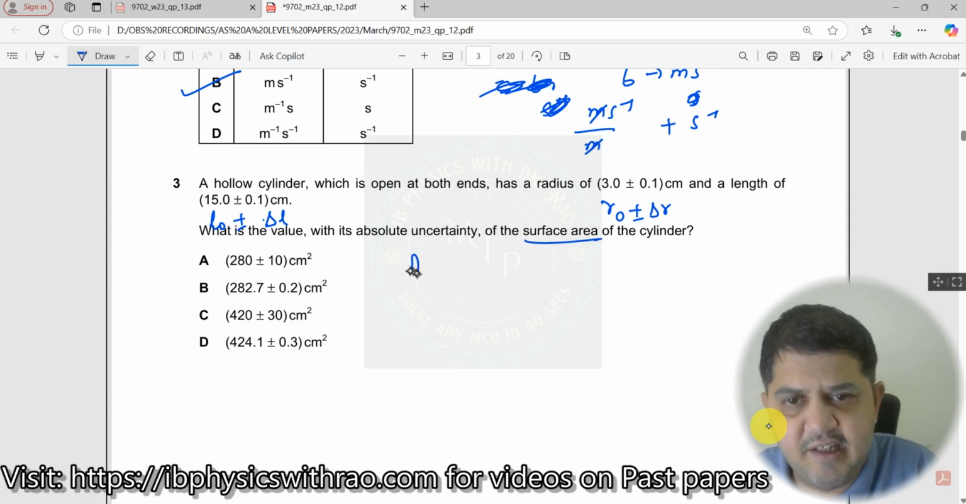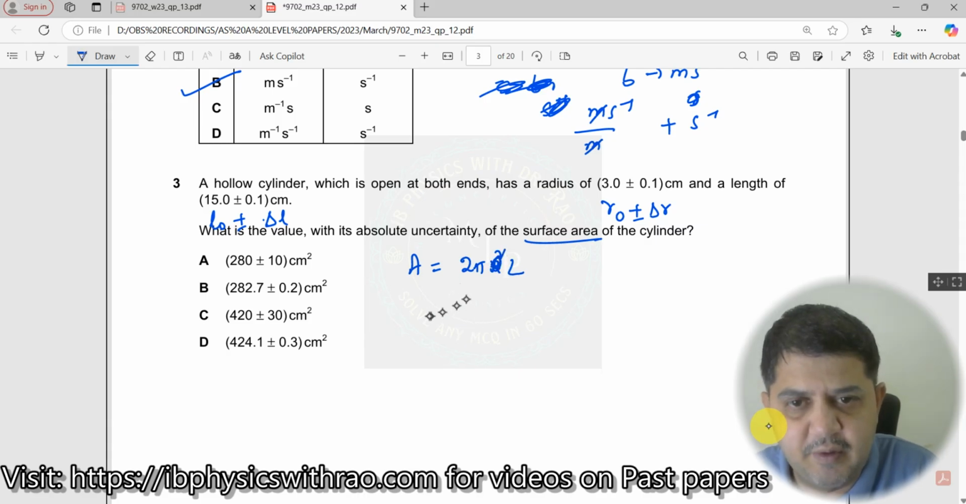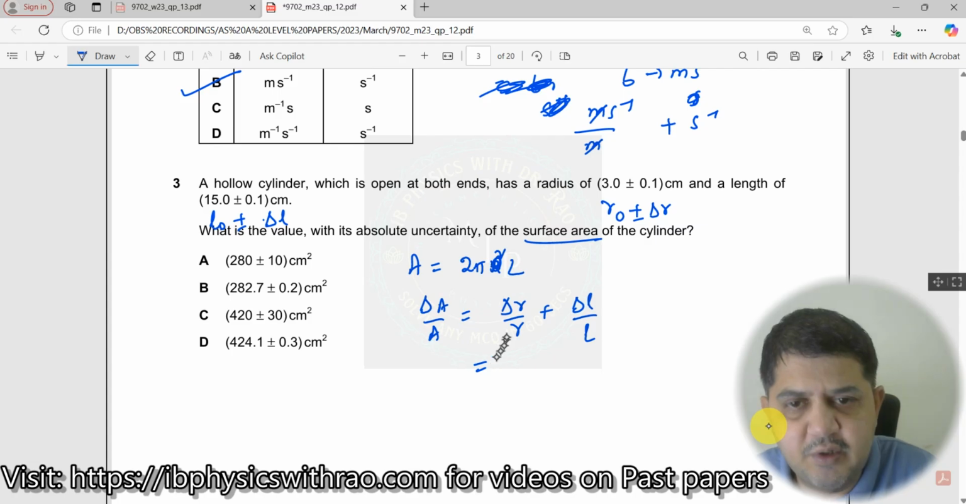So what is surface area given by? A is given by 2 pi r multiplied by L. So delta A by A is nothing but delta R by R plus delta L by L. Right. So what is delta R here? 0.1 divided by R, which is 3 centimeter, plus delta L, which is 0.1 divided by 15.